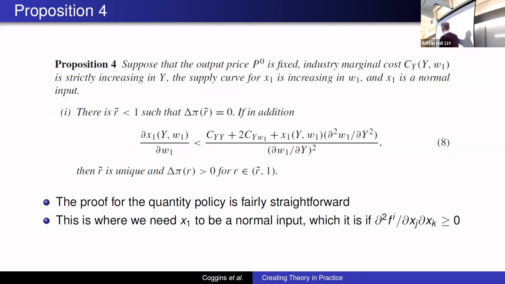This is part one, the first part of the theorem. And it's not super different than before. There is R tilde where profits delta, the change in profits, is zero. If in addition this is true, that's in the statement of the proposition. We couldn't get our result, then R tilde is unique, by something more primitive than this. So this assumption did not appear up in the top where we developed our model. It just suddenly pops out in the statement of the proposition.